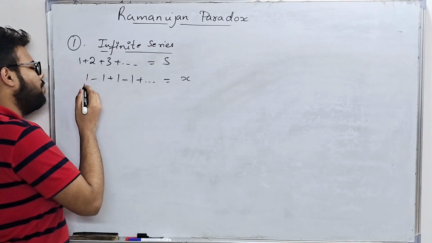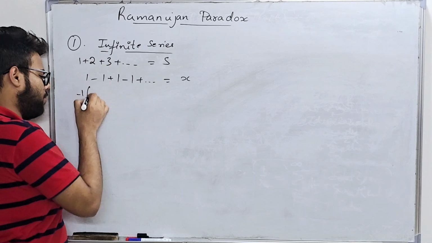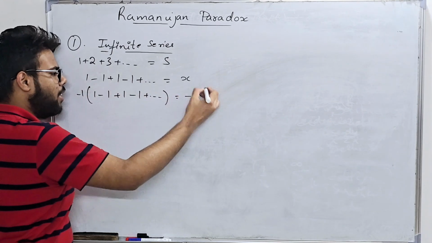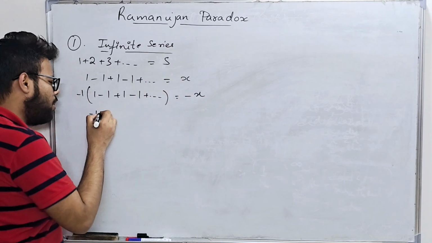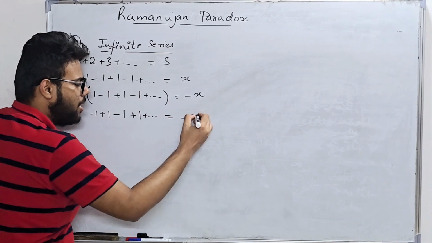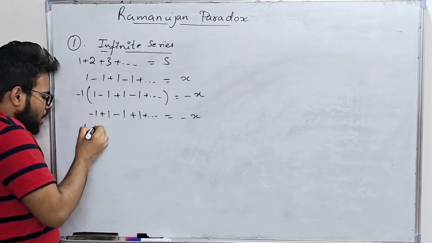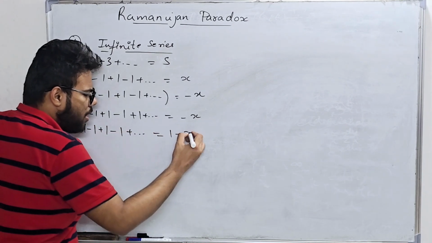Just do what, multiply by -1, and you will get a minus x, right? And now multiply it, you will get -1 plus 1 minus 1 plus 1 dot dot is equal to minus x. Now just add 1 to both sides. When you add 1, you get this, and it is equal to 1 minus x.